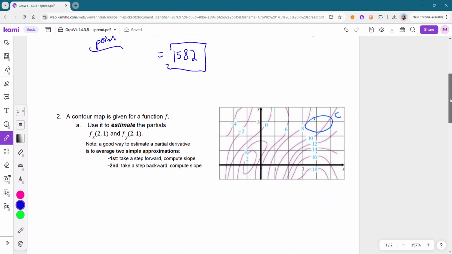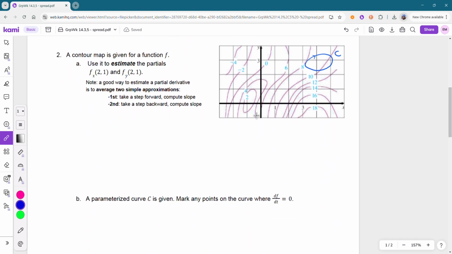All right, let's look at our next one. So here we actually have a contour plot for a function f, and we're wanting to estimate its partial derivatives at (2, 1). And so here, let's find our point. There we are at (2, 1).